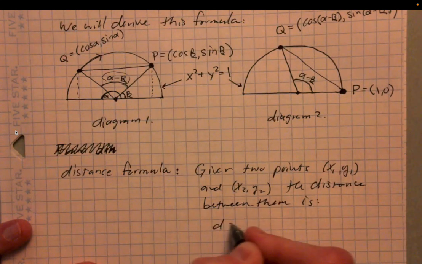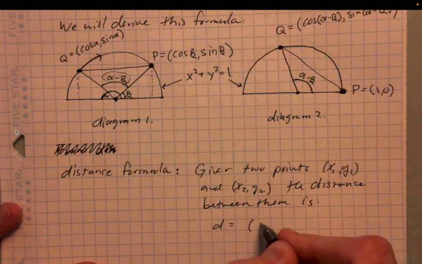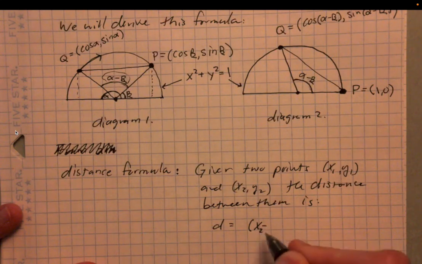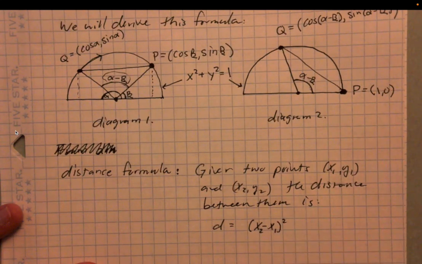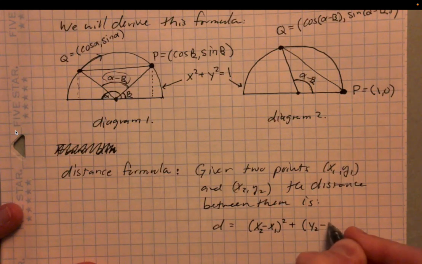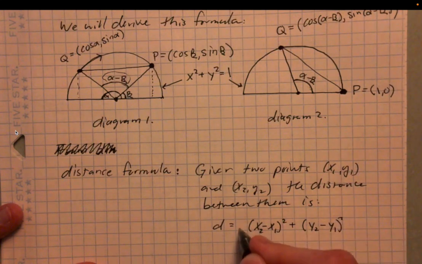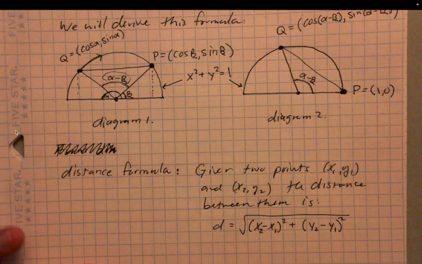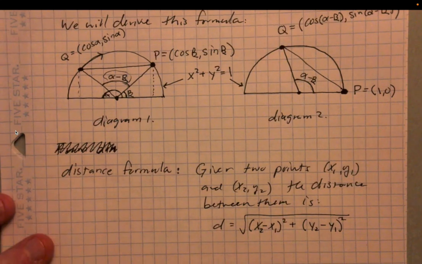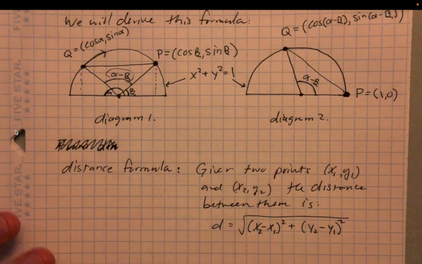is, so it's like d, and then you basically take the difference of the x coordinates, square it, add to that the difference in the y coordinates, and then take the square root. Okay, so this is the distance formula. This is something you've probably seen in algebra, right?